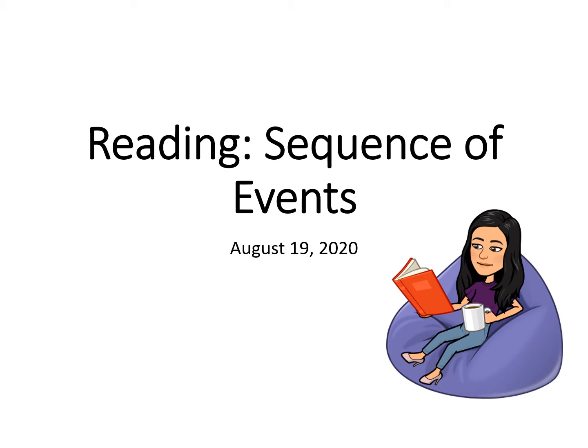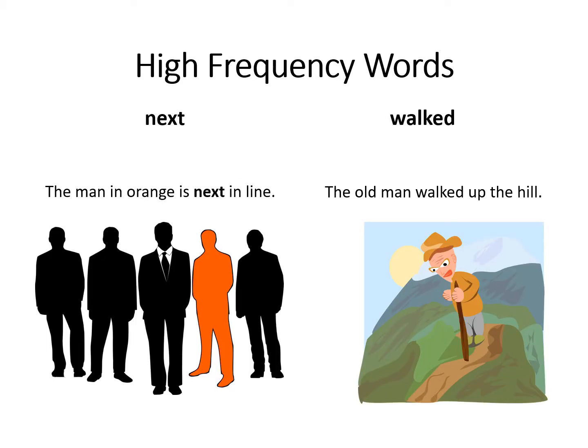Today we are going to talk about sequence of events. These are high frequency words, the words that we've been practicing so far. We have next, and here's an example. The man in orange is next in line. Next. Walked. The old man walked up the hill.